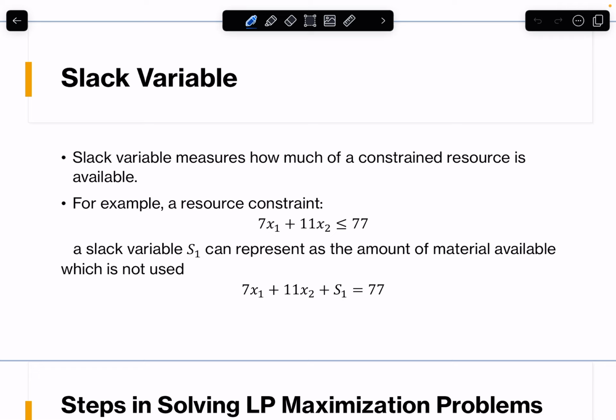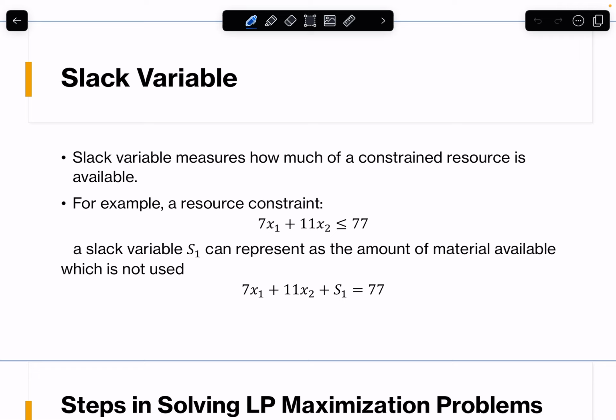So for example, if we have 250 hours of labor for production, and only 240 hours is needed for the optimal solution, then the 10 hours, which is an available resource which was not used, is what we are referring to as the slack variable.